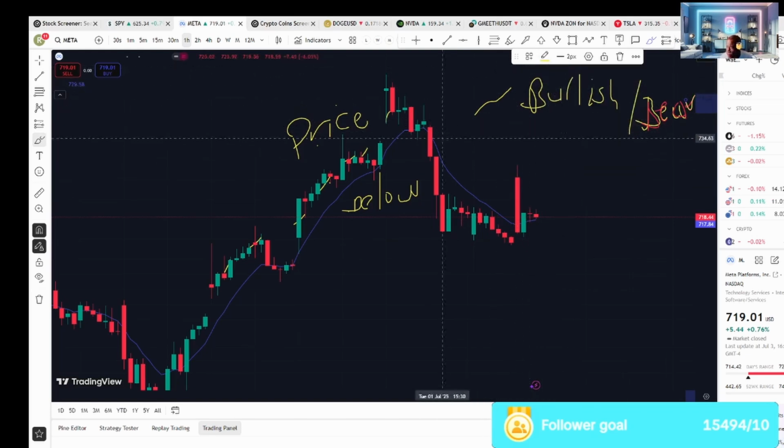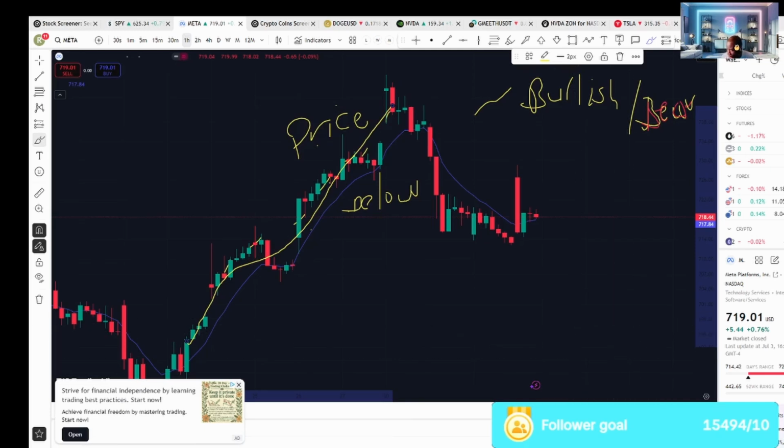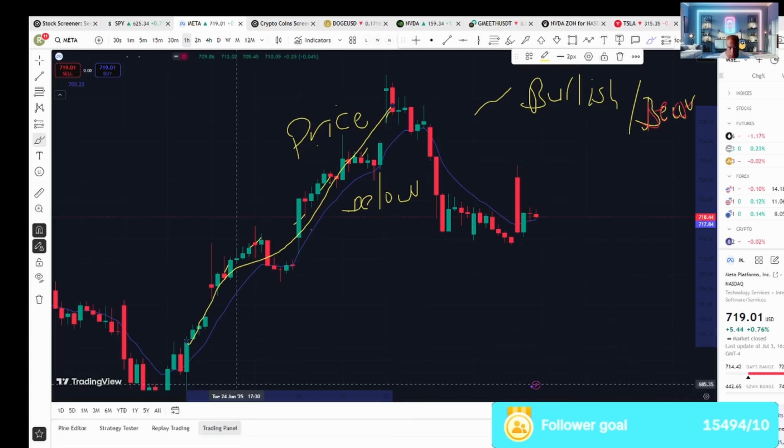So what happened there? Whenever the moving average, the line, is below the price, that's why we got an uptrend here. You see, price is moving up very high. As long as the moving average stays below the price, the stock is bullish.